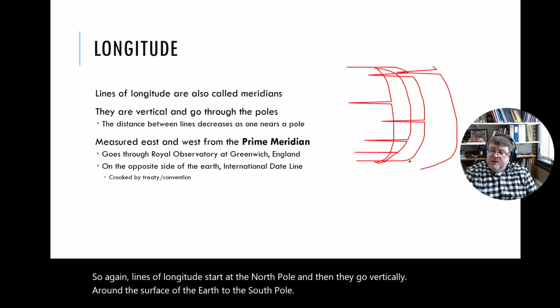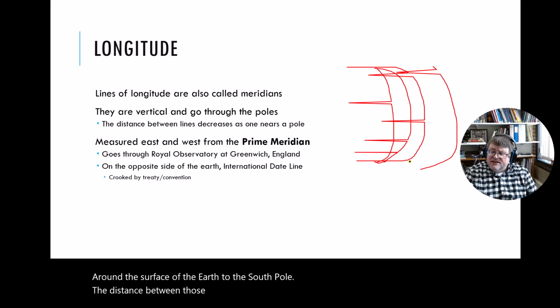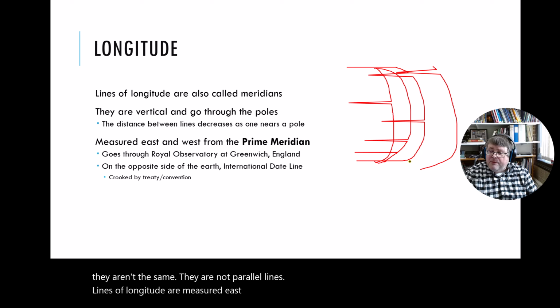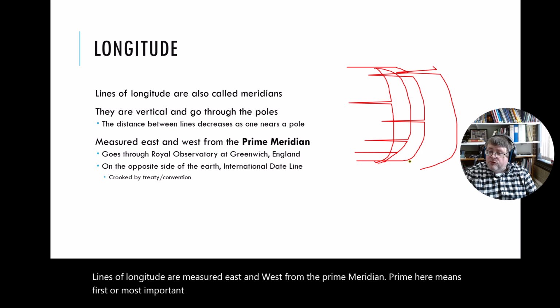The distance between those lines decreases as one nears a north or a south pole. In other words, they aren't the same. They are not parallel lines. Lines of longitude are measured east and west from the prime meridian. Prime here means first or most important. The prime meridian goes to the Royal Observatory at Greenwich, England.